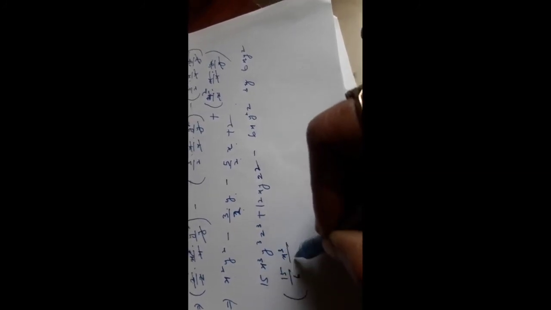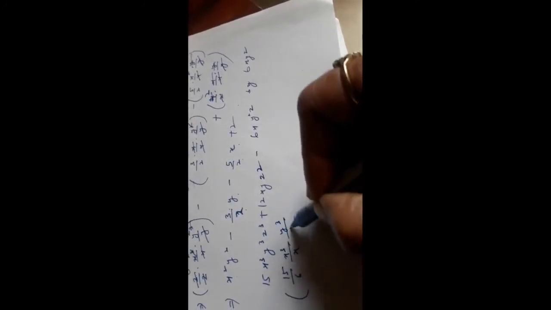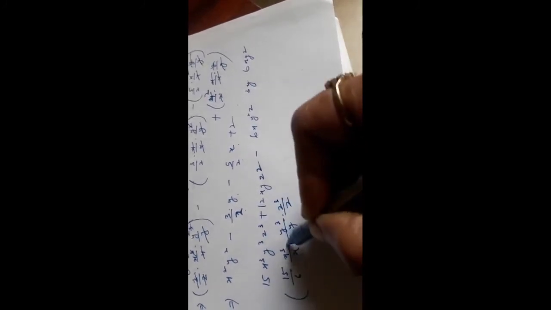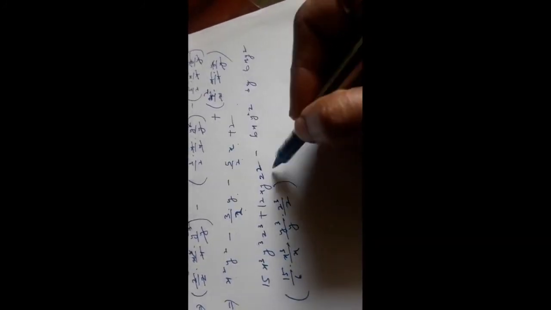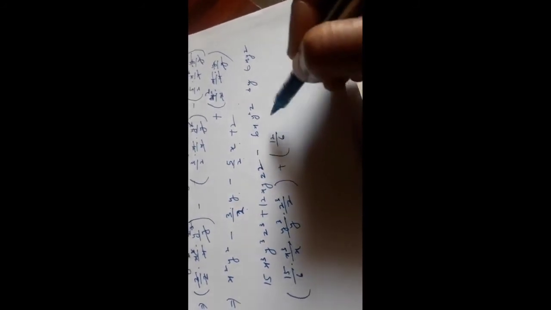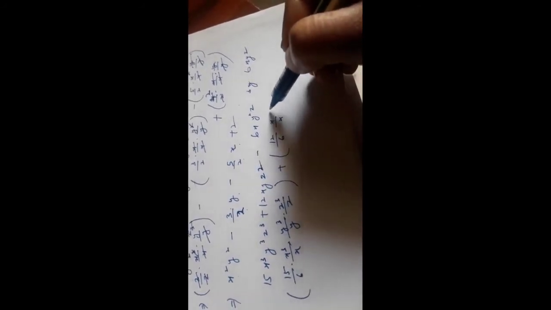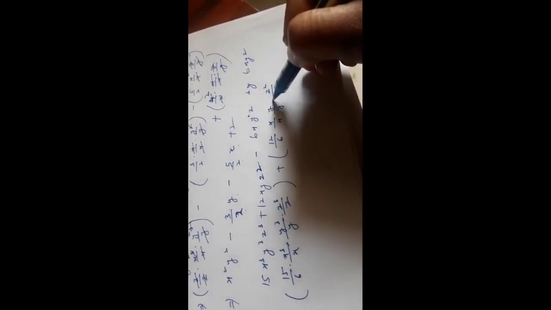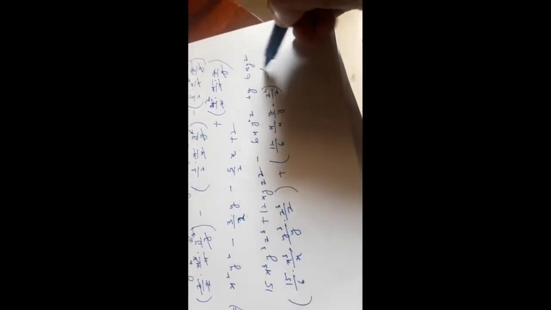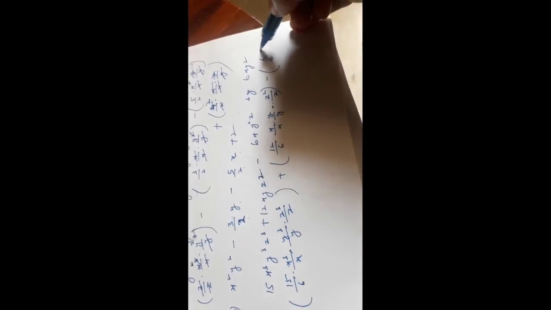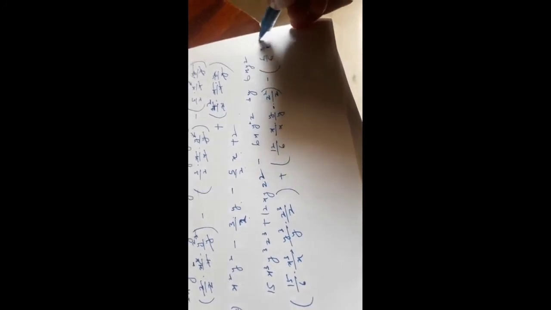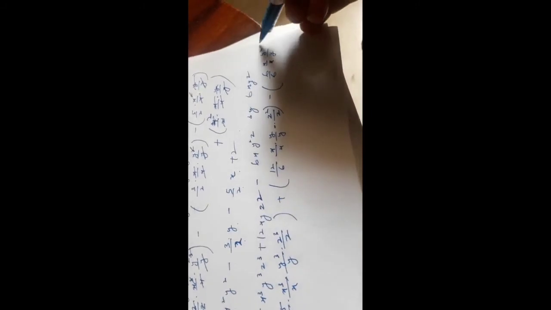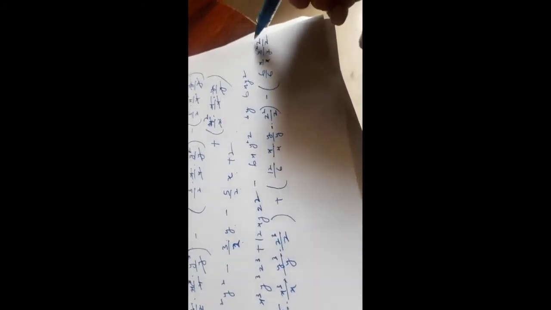First 15 by 6, x cube with x, y cube with y, and z cube with z. Now plus 12 with 6, x with x, y with y, and z square with z. Now minus sign, 6 with 6, x with x, y square with y, and z with z. Now do the cancellation.